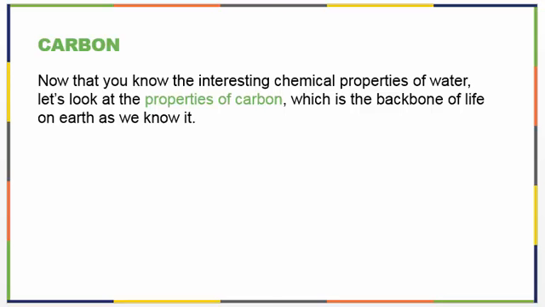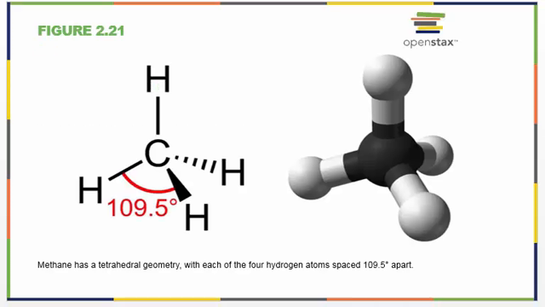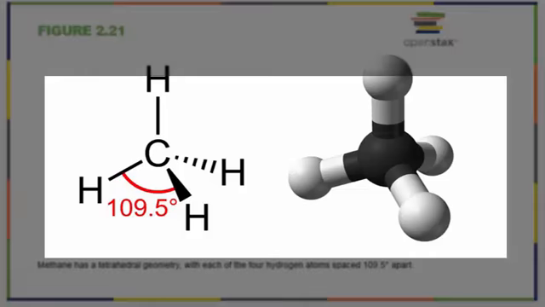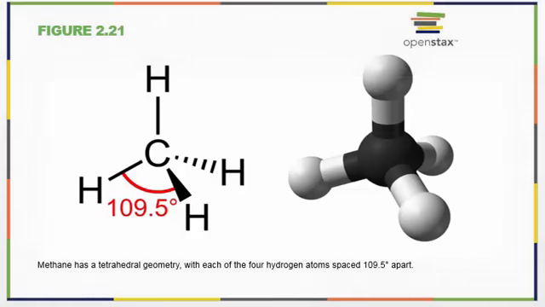Now that you know some of the interesting properties of water, let's take a look at some of the properties of carbon, which is the backbone of life as we know it. Cells are made of macromolecules, which literally means large molecules, and they are put into 4 categories: proteins, nucleic acids, carbohydrates, and lipids. These macromolecules are considered a subset of organic molecules, and they're especially important for life. The fundamental component for all of these macromolecules is carbon.